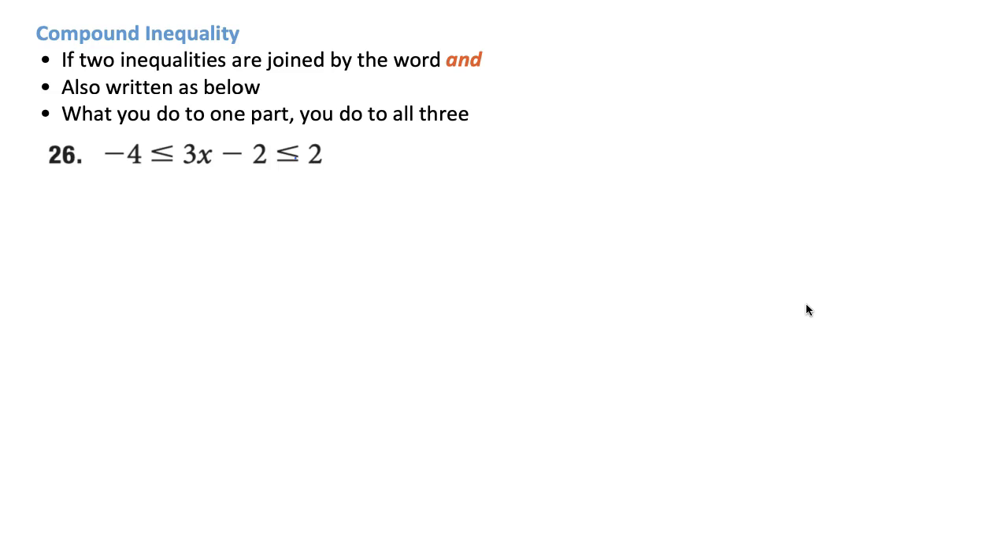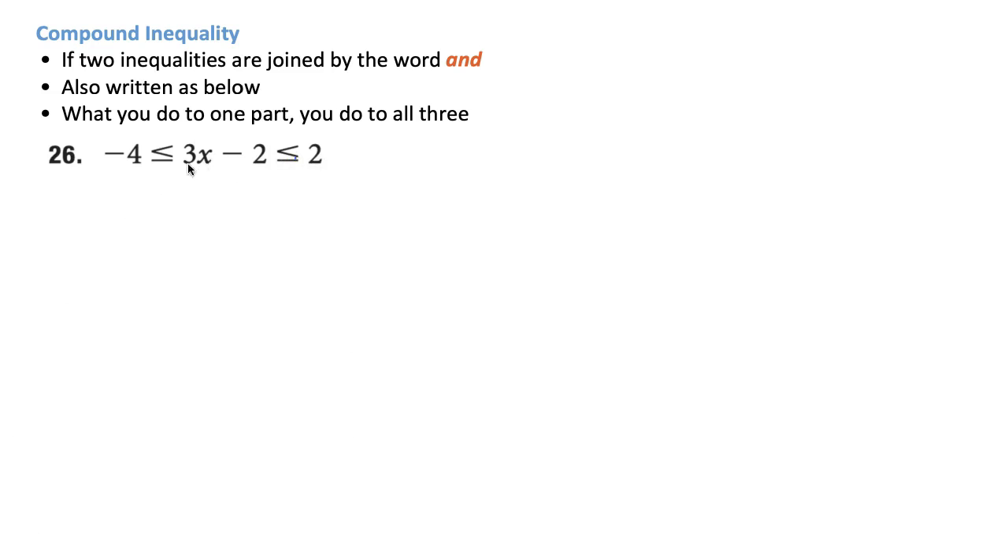Okay, the next topic we want to talk about here is a compound inequality. And a compound inequality is when two inequalities are joined by the word and. So I could say x is less than 5 and x is greater than 0, or something like that. So that is a compound inequality. You can also write it like this. So you've got a number less than some other thing, less than something else.